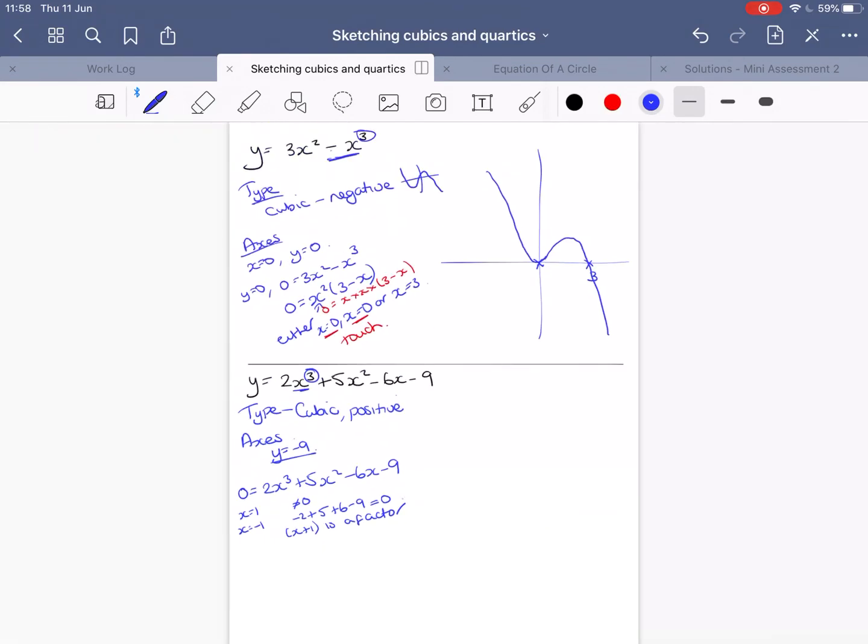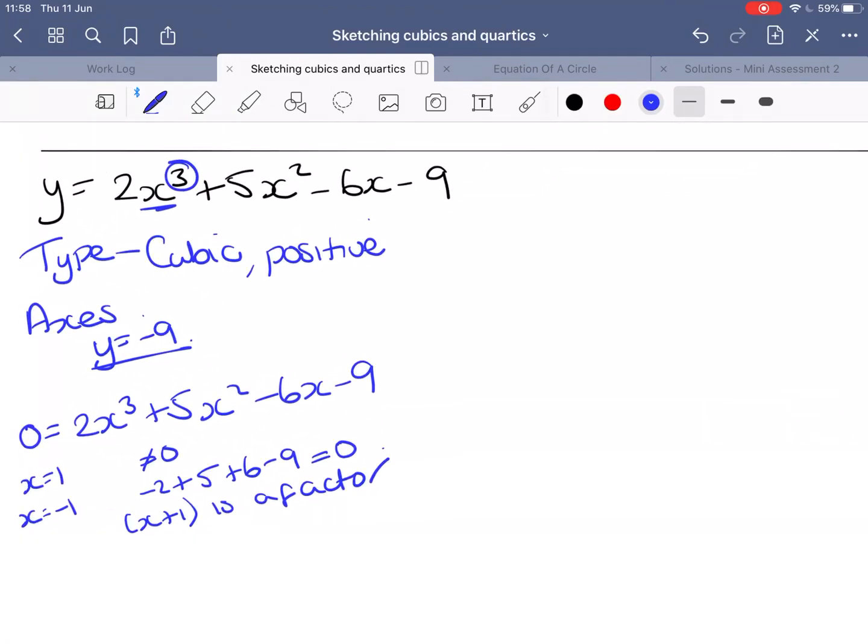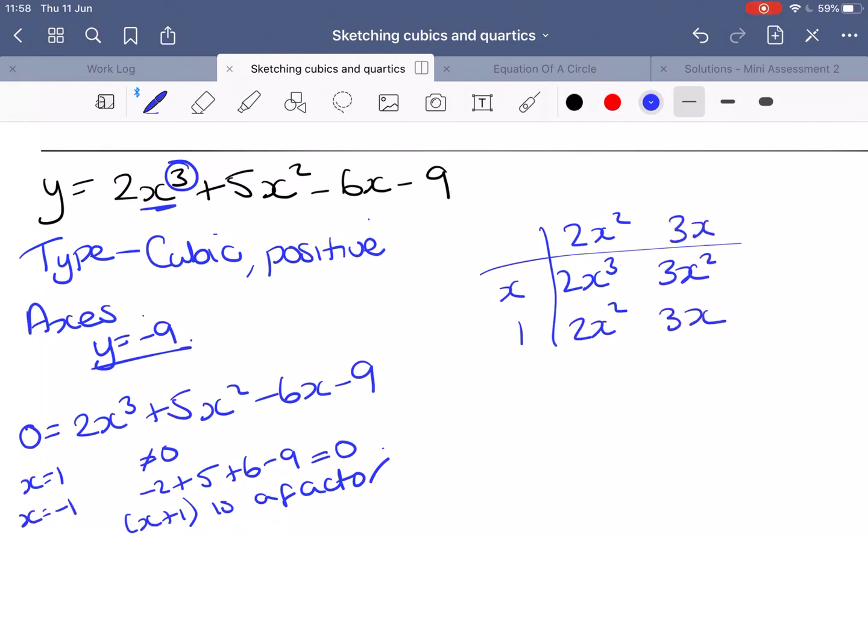Now I'm going to do this over on the right hand side of my page, but then I'll get rid of it in a minute. So just to do it nice and quick, x plus 1 is a factor. 2x cubed, so we need 2x squared times x. We want 5x squared altogether, so I need another 3x squared, so I need a 3x and a 3x. I want minus 6x altogether, so I need a minus 9x to give me minus 6x. So that means that's minus 9, and that's minus 9, and that's my check.